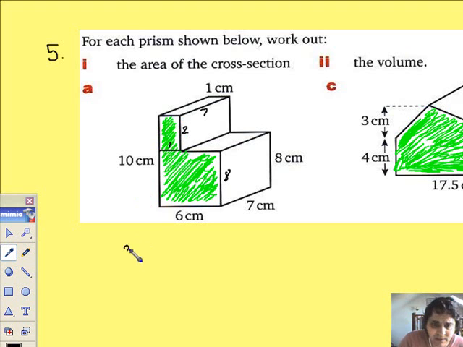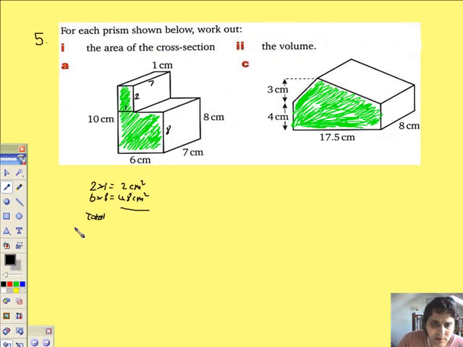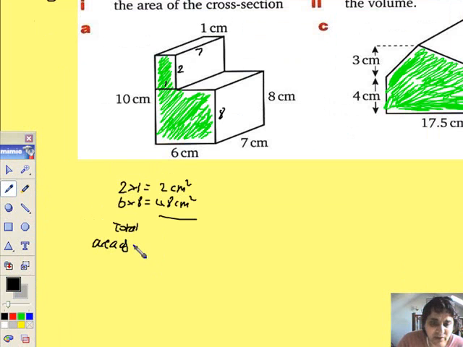So it's going to be 2 times 1 up the top. 2 times 1 equals 2 centimetres squared, and this part's going to be 6 by 8. So 6 times 8 is 48. 48 centimetres squared, and altogether, total cross-sectional area, or area of cross-section, that's going to give us 50 centimetres squared.